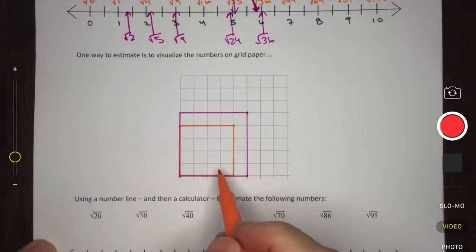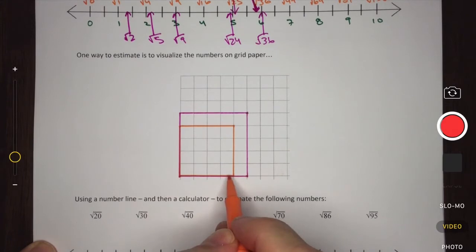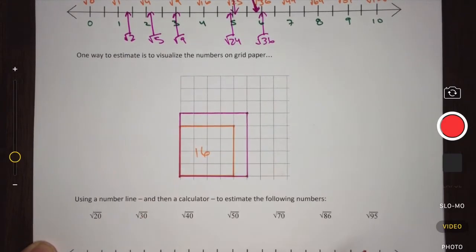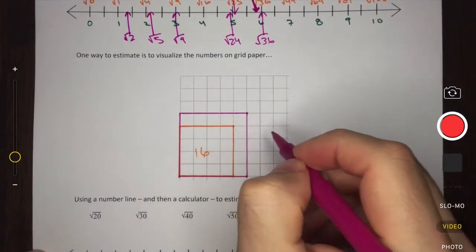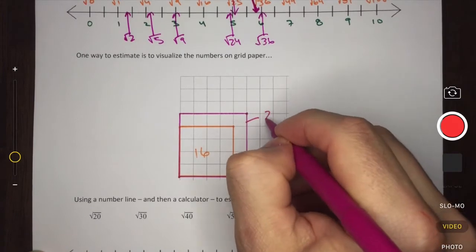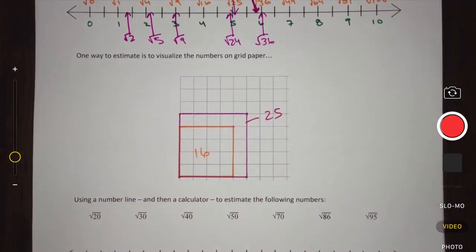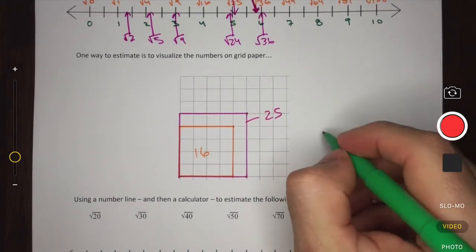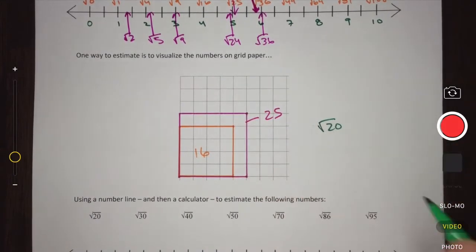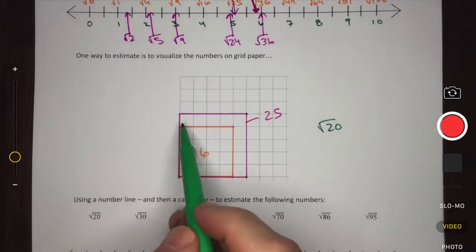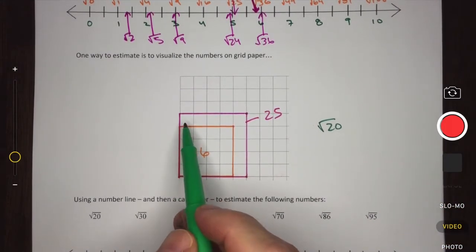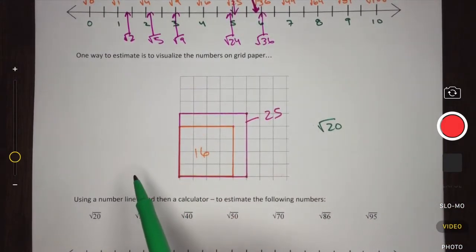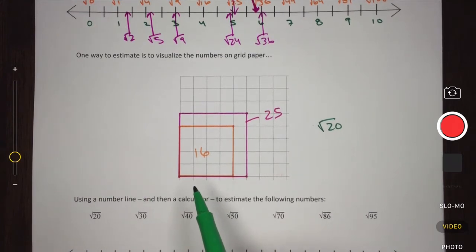What I have here in my small orange square is a measurement of 4 squares by 4 squares, so I know that's going to give me 16 total area. What I have on my larger set of squares is 5 by 5, so this is going to give me a total area of 25. So if, for example, I wanted to find the square root of 20, what I need to think about and estimate is between the 4 and the 5. This is similar to a number line, just a different view. How close would it be?